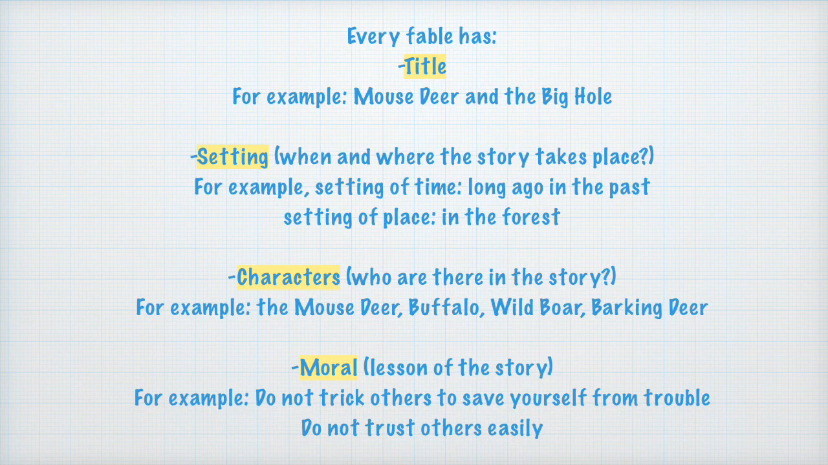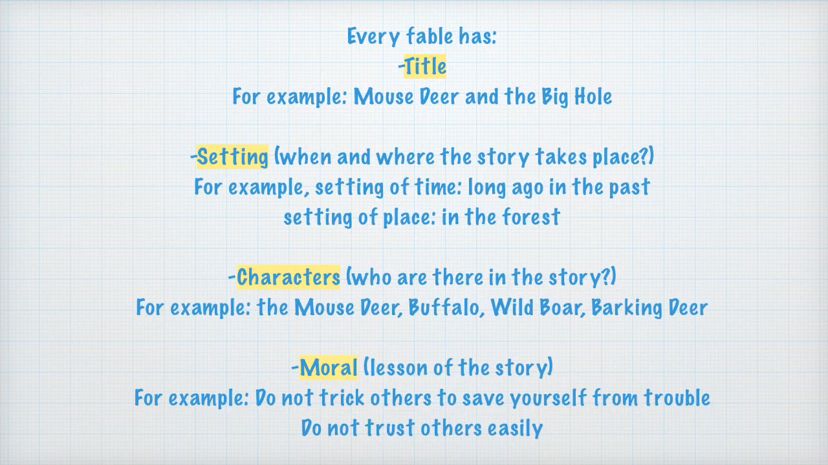Every fable has a title. For example, Mouse, Deer and the Big Hole. Setting: when and where the story takes place. For example, from the story Mouse, Deer and the Big Hole, the setting of time is long ago in the past. The setting of place is in the forest.